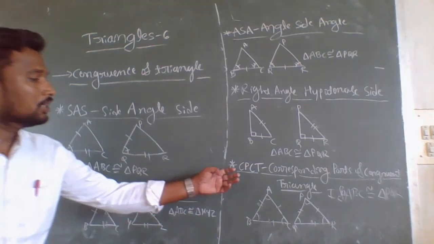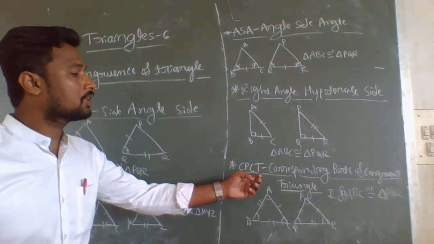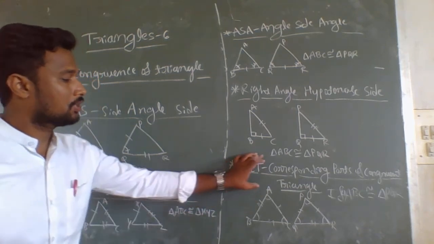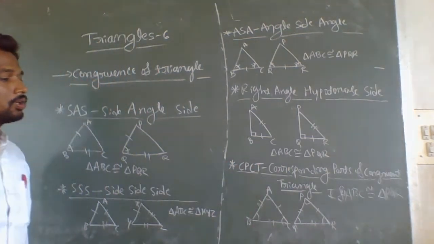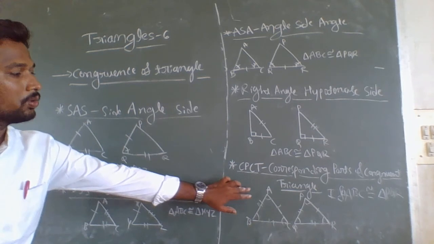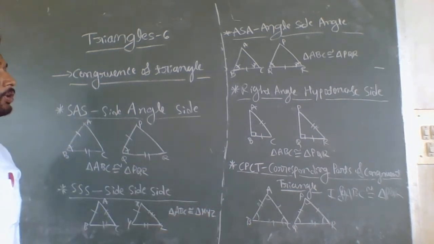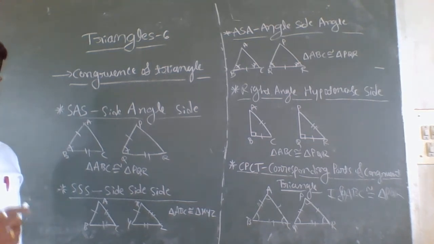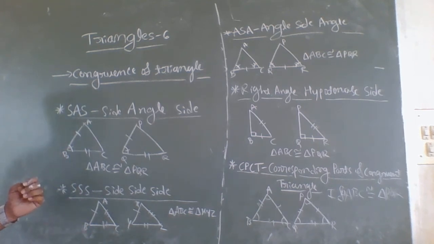So this is about corresponding parts of congruent triangles. As the name indicates, if these two are congruent triangles, then all the corresponding parts, meaning all the corresponding angles and sides, are equal to each other. So these are the different properties used to prove two triangles as congruent to each other.